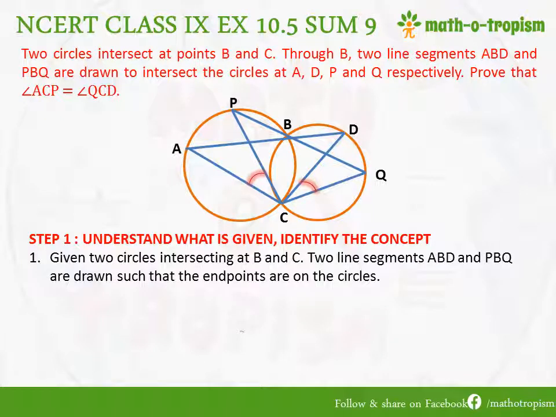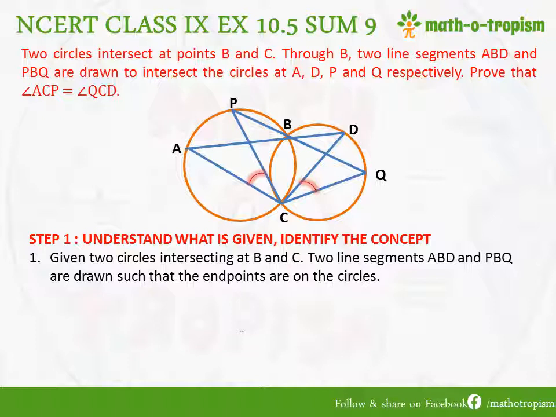So given is two circles intersecting at points B and C, and through B we are drawing two line segments ABD and PBQ, and all the points are lying on the circle. So now we have to prove that angle ACP is equal to angle QCD.